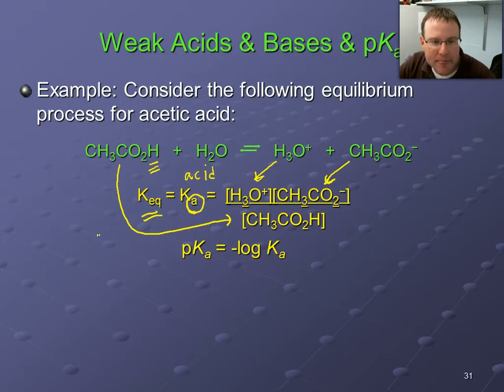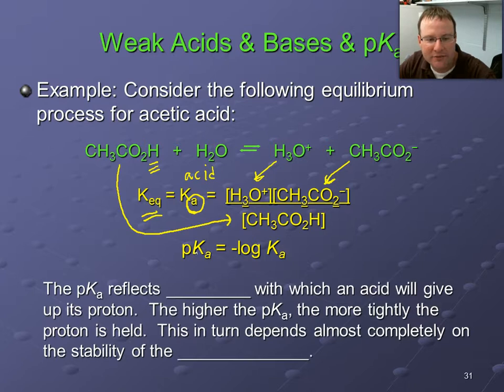And one thing that's often convenient for us to do is that once we write our equilibrium expression, it's often convenient to take the value of Ka and to take the negative log of that value as well. Again, Ka values tend to be crazy, ugly numbers too. So just like with pH, where we take the negative log of H3O plus, we can also take the negative log of our Ka value, and we can get what's called a pKa.